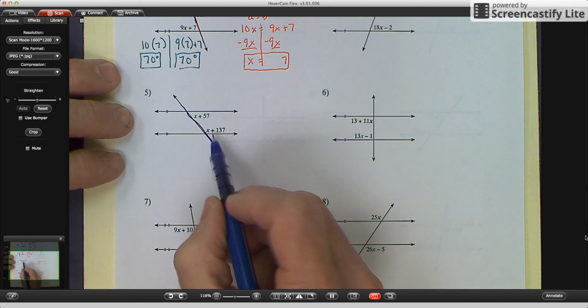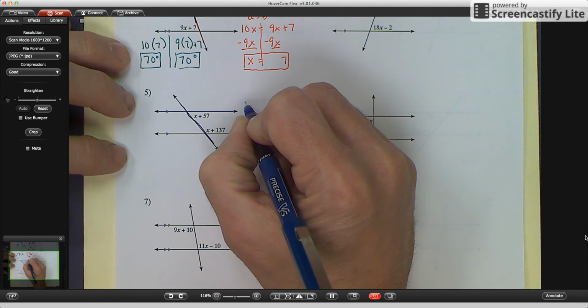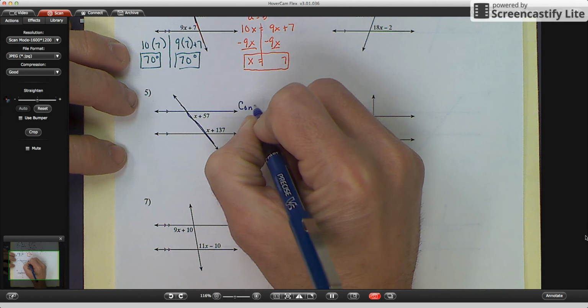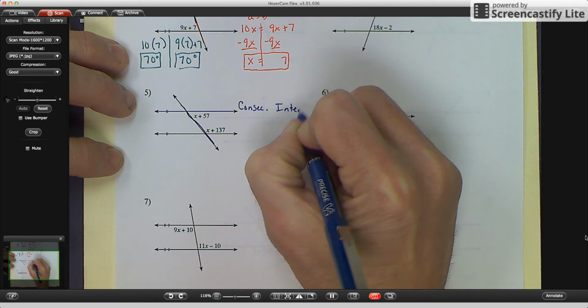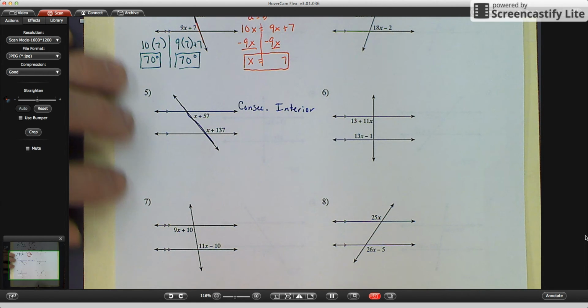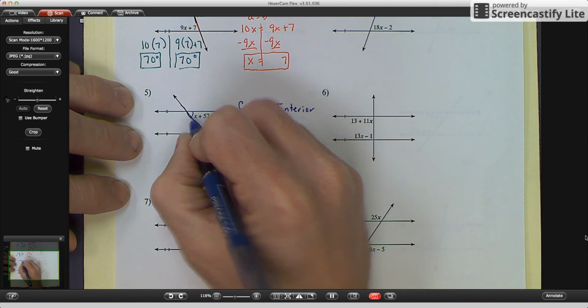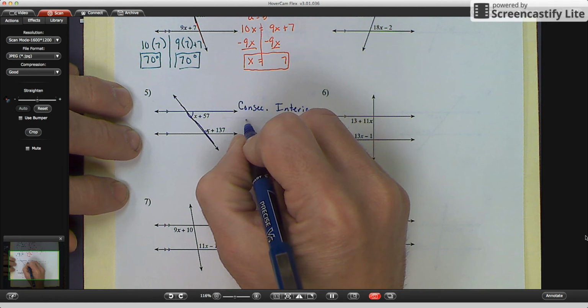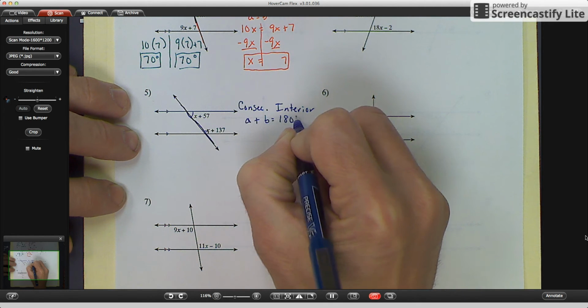See that they are on the same side. So in this case, they can't be alternate. So they're going to be consecutive and interior, because they're on the inside of the parallel lines. Consecutive interior angles, we have an acute angle here and an obtuse angle here, so they are supplementary. A plus B equals 180.